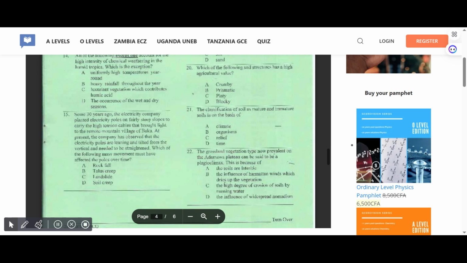Some 30 years ago, the electricity company planted electric poles on fairly steep slopes to carry the high tension cables that brought light to the remote mountain village of Baka. At present, the company has observed that the electricity poles are leaning and tilted from the vertical and need to be straightened. Which of the following mass movements must have affected the poles over time? Correct answer is D, which is soil creep.